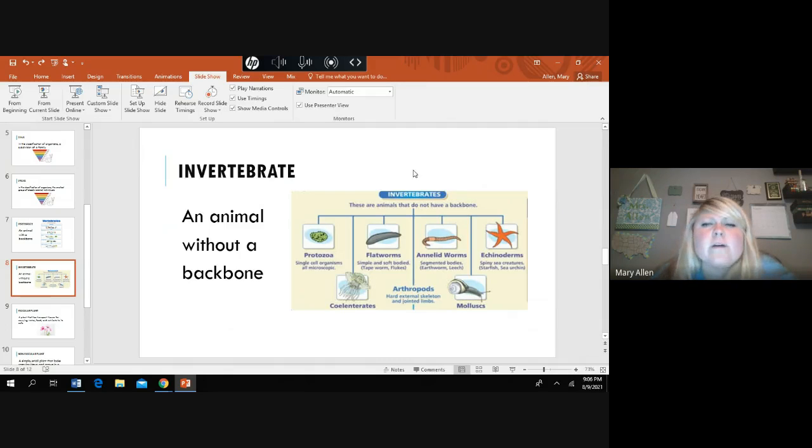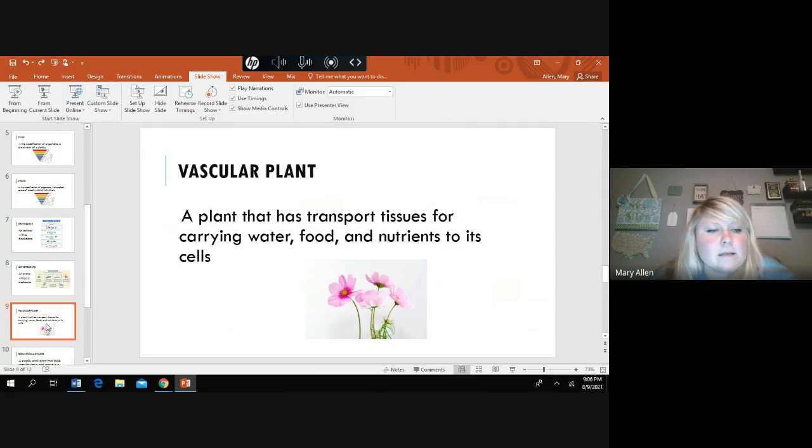Again, we don't have to know each part of this chart, so you don't necessarily have to write that down, but if you are drawing pictures, feel free to take one or two as examples. All right, the next two, again, go together.